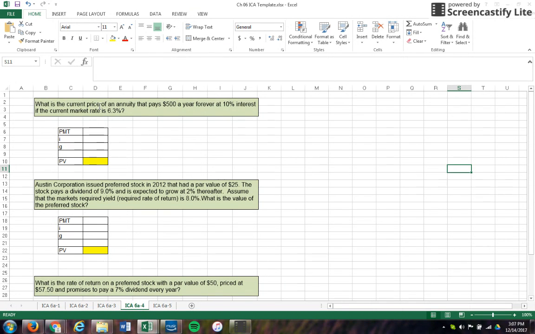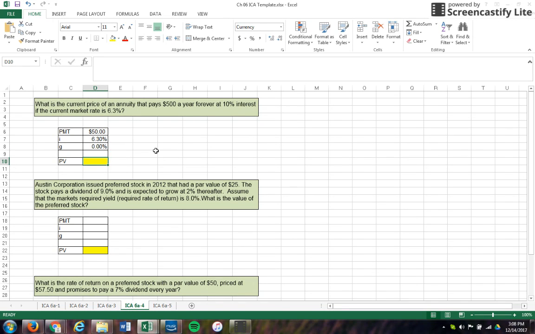What is the current price of an annuity that pays $500 a year forever at 10% interest if the current market rate is 6.3%? So with this one, we're not given the payment. We are told that it pays $500 a year forever at 10% interest. So our payment is actually 10% of that $500. We have that. My interest rate is 6.3%. There is no growth rate on this.